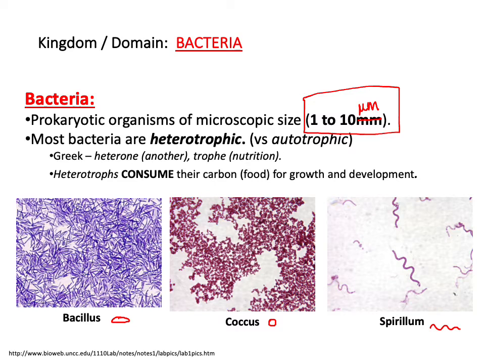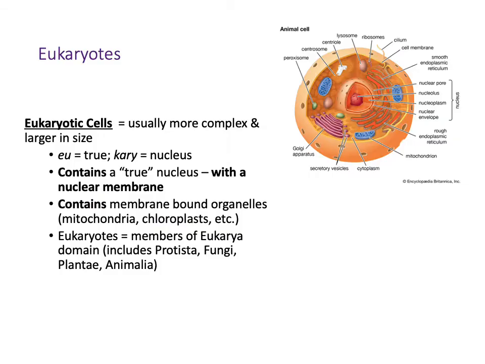Let's now look at eukaryotes, or eukaryotic cells. The eukaryotic cells are really what you probably think of when you think of a cell. These are the cells that we've all learned about from middle school to high school biology. Typically, eukaryotic cells are more complex because they do contain organelles, and they're usually larger than prokaryotic cells as well.